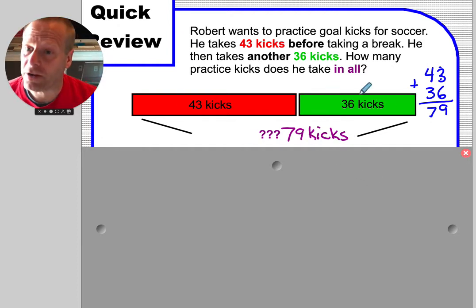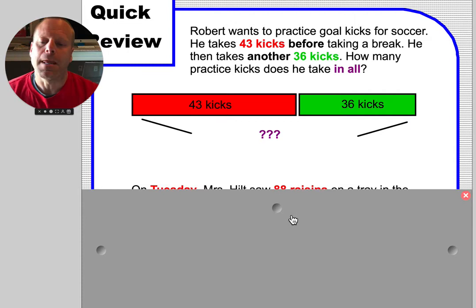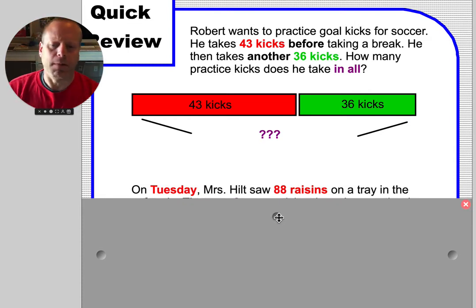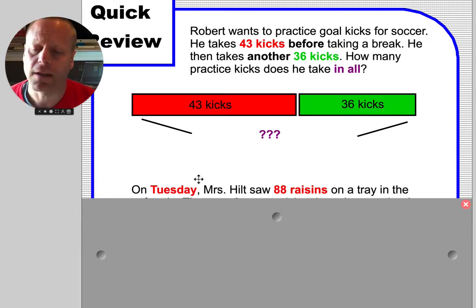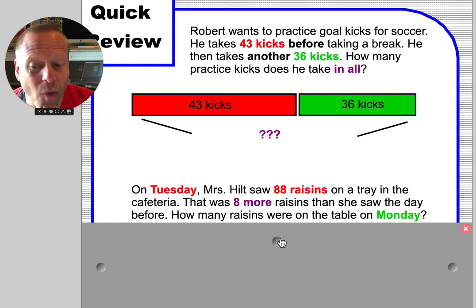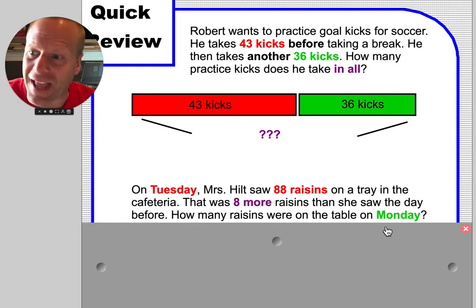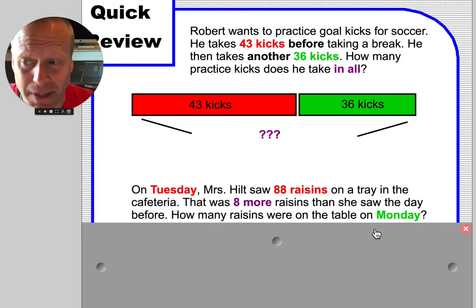The bar model is what we're reviewing today. So let's take another look at a different problem. This one is interesting. So Miss Hilt on Tuesday saw 88 raisins on a tray in the cafeteria. That was 8 more raisins than she saw the day before. So we have to go back to Monday. How many raisins were on that table on Monday?